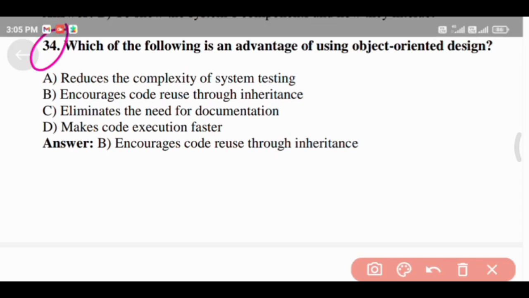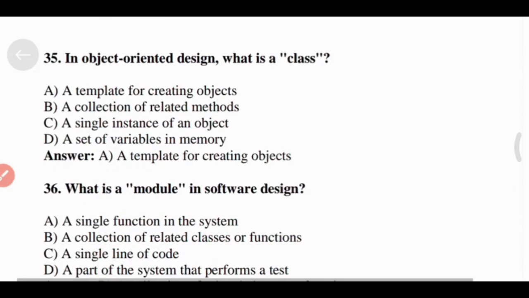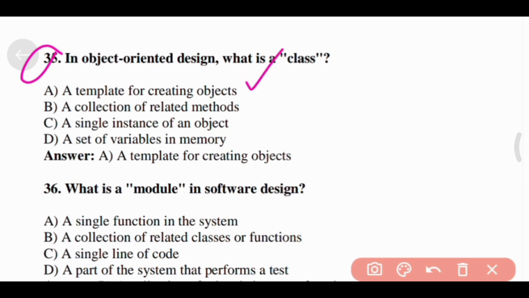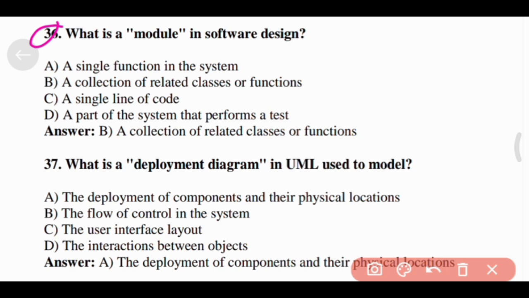Which of the following is an advantage of using object oriented design? Option B, encourages code reuse through inheritance. In object oriented design, what is a class? Option A, a template for creating objects. What is a module in software design? Option B, a collection of related classes or functions.